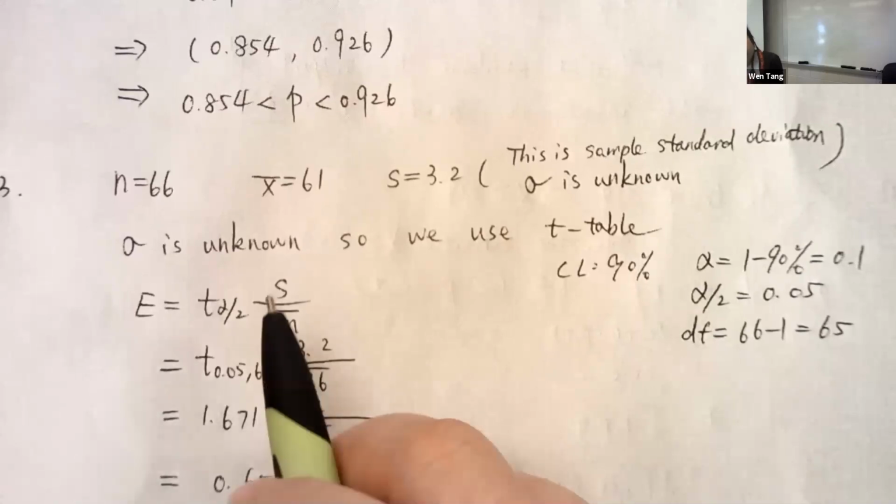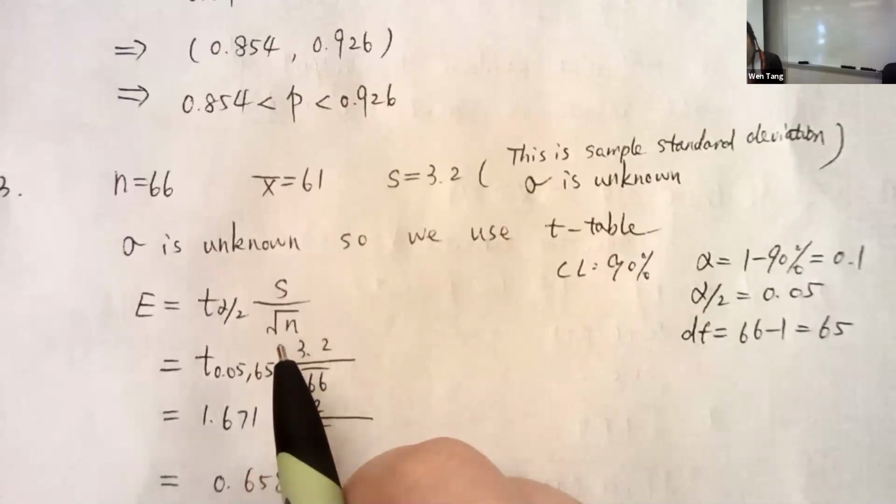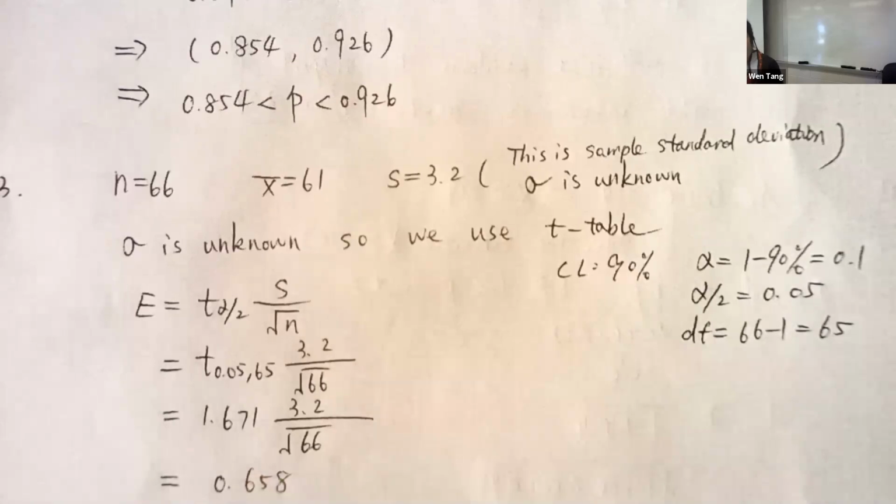If you forget how to check the T table, you could find the short video in the content. I think I already posted 3 short videos to tell you how to check the Z table, how to check the T table, and how to check the chi-square table. If you already forgot it, you can go check it in the content.